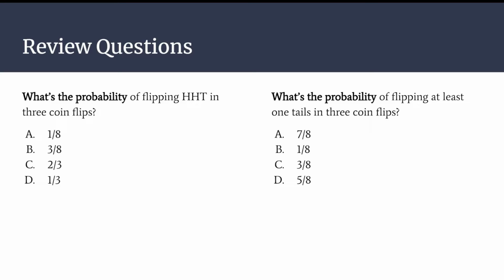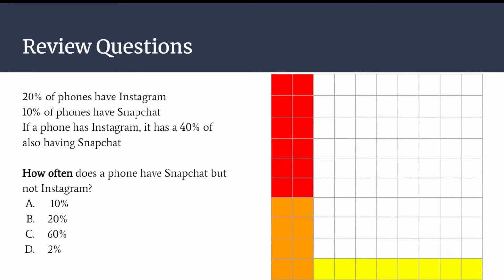The next question asks, what is the probability of flipping at least 1 tails in 3 coin flips? Another second pause. The answer again is A, 7/8. This one involves using the binomial distribution formula along with the addition rule. Or alternatively, you could just count the options in your head or even on your fingers. Okay, get ready. Last problem now.